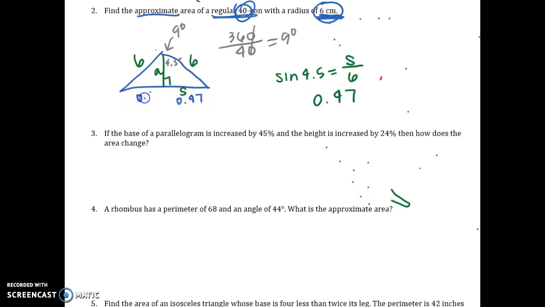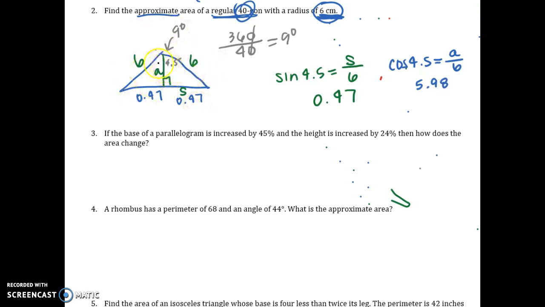So that's that piece, that's also that piece. And then you have to do the cosine to figure out the apothem. So the cosine of 4.5 equals the apothem over 6. And multiply both sides by 6. So this ends up being 5.98.